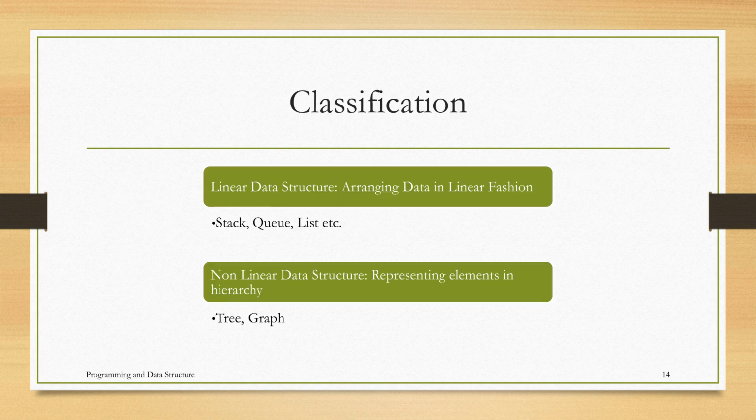Data structures are classified as linear or nonlinear. Linear structures arrange data sequentially, like stacks, queues, and lists. Non-linear structures represent elements hierarchically, such as trees and graphs.